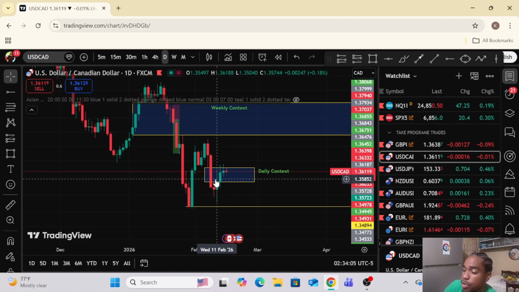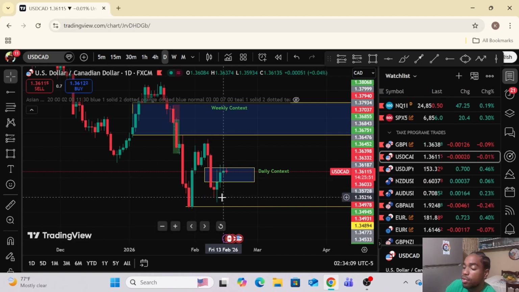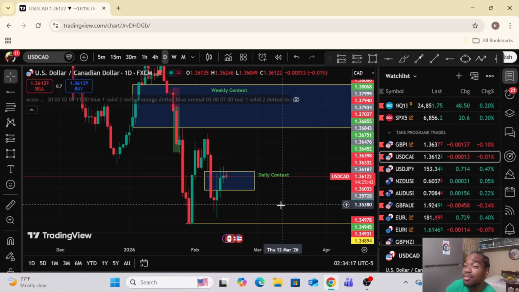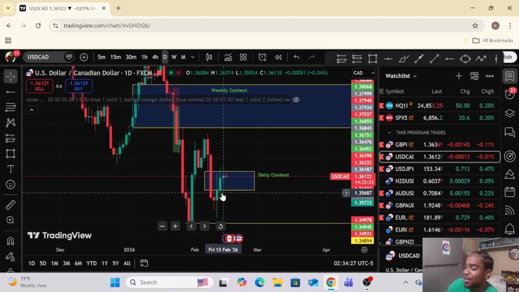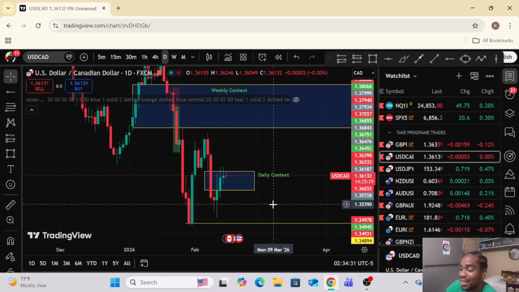So in price pushing down to my foreseen draw on liquidity at the time, price would have created a daily context. And this is what I love to see. So at the time, this day wasn't there, that wasn't there, that wasn't there. But you could see price tap into that zone. And what did price do? Price wicked all the way back down. And I said to myself, looks like we're going to be getting a good one.